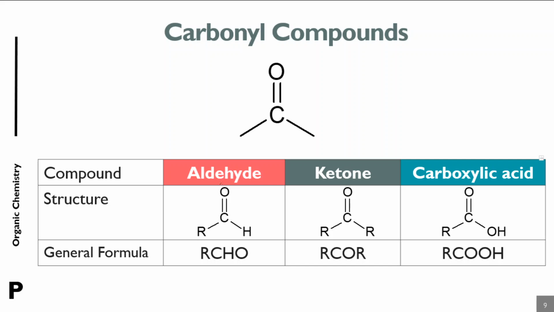So we have seen the aldehydes, ketones, and carboxylic acids. In aldehydes, the carbonyl group is attached to an alkyl group and a hydrogen atom. It is represented by the general formula RCHO. In ketone, this hydrogen of the aldehyde is replaced with an alkyl group, then it becomes the ketonic functional group. It is represented by RCOR.